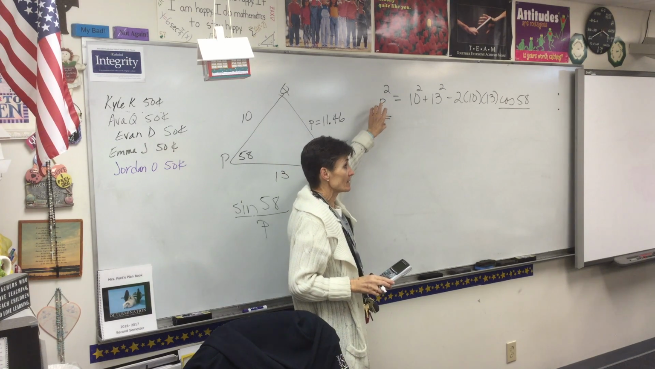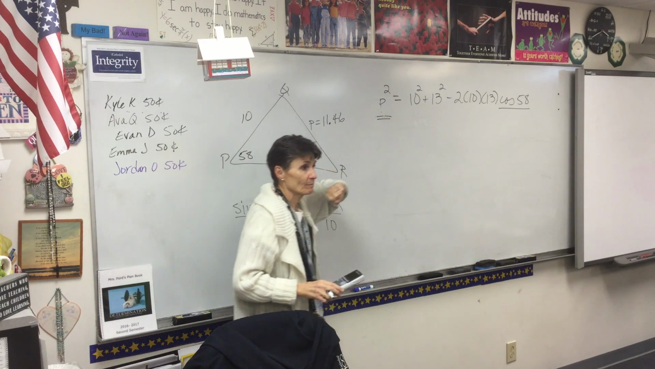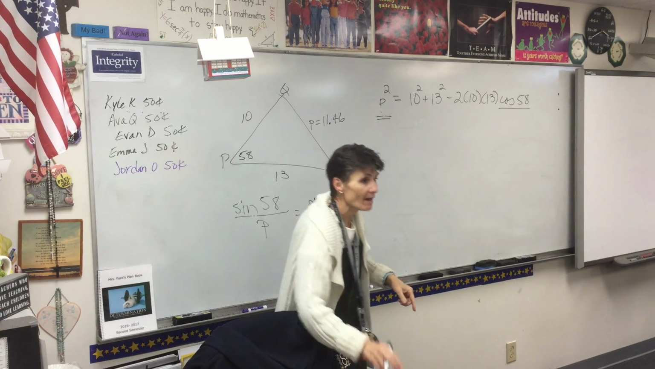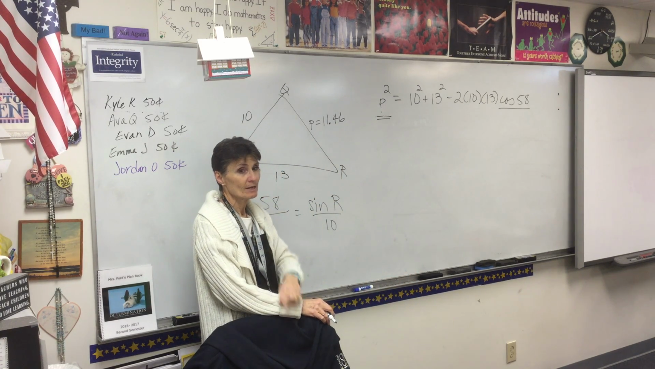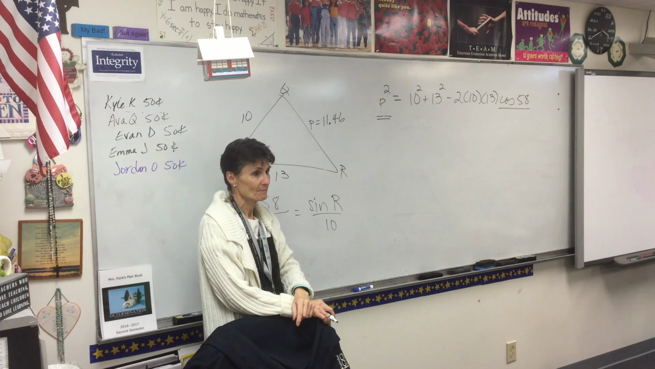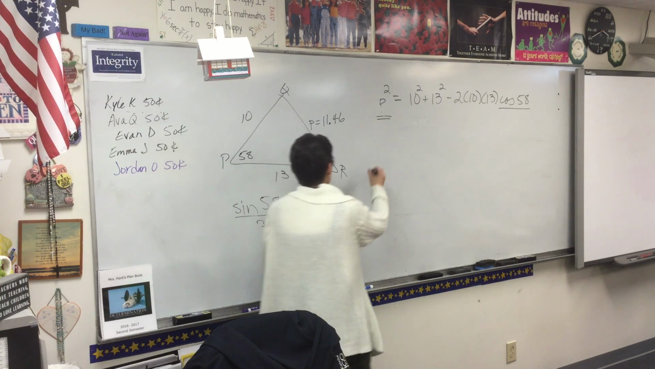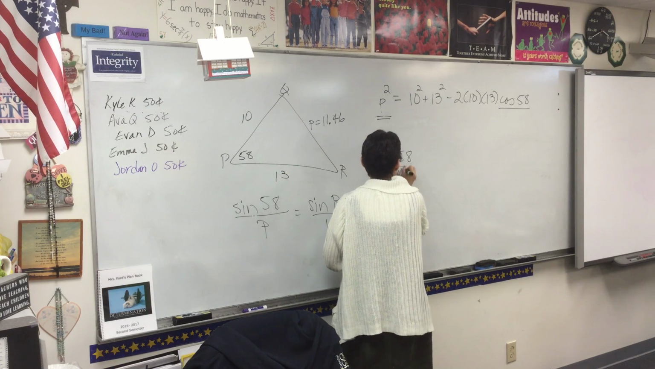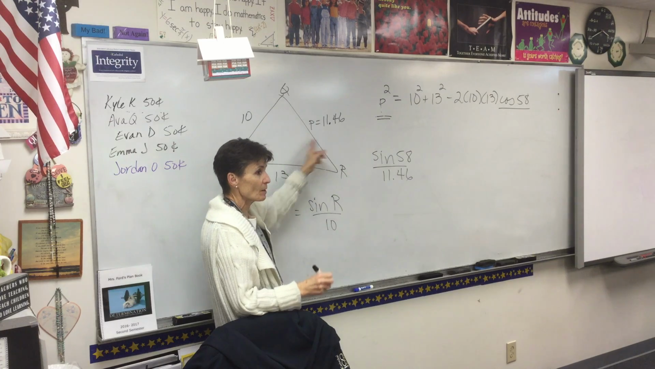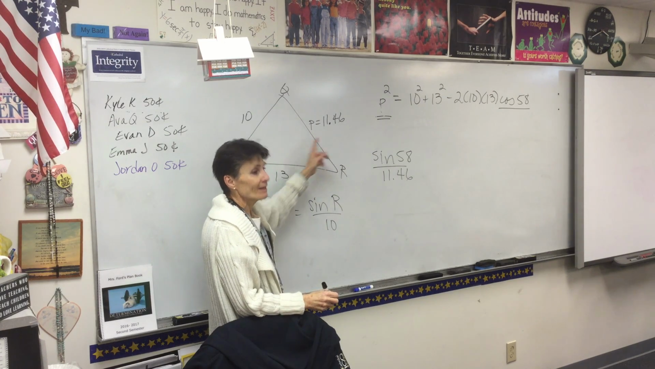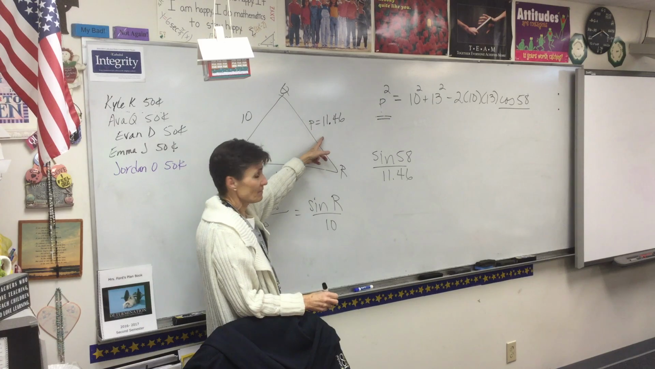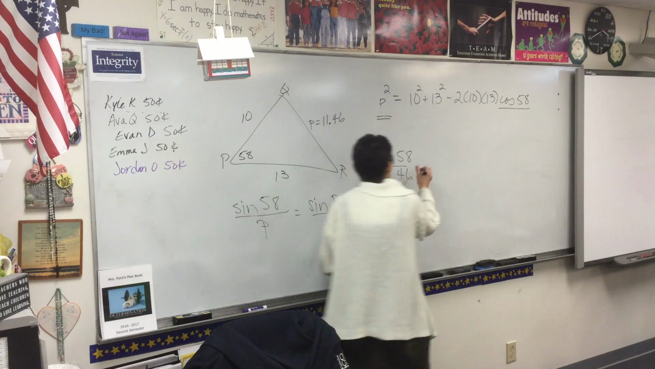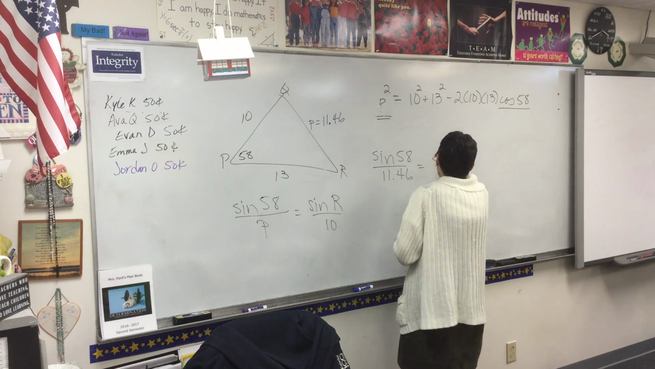Remember, the formula is p squared. Did we have to do the law of sines? Now, do I have enough information to go back to the law of sines? Yes. Now I can say sine 58 over 11.46 equals sine R over 10.